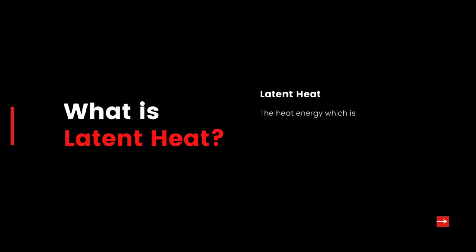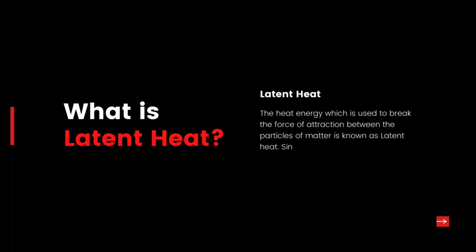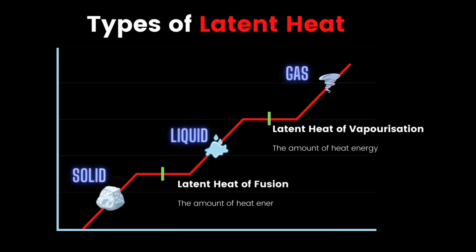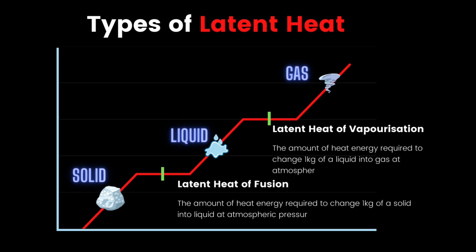What is latent heat? The heat energy which is used to break the force of attraction between the particles of matter is known as latent heat. Since this heat is hidden, it is called latent heat. It is of two types, latent heat of fusion and latent heat of vaporization. The amount of heat energy required to change 1 kilogram of a solid into liquid at atmospheric pressure at its melting point is known as latent heat of fusion, and the amount of heat energy required to change 1 kilogram of a liquid into gas at atmospheric pressure is known as latent heat of vaporization.